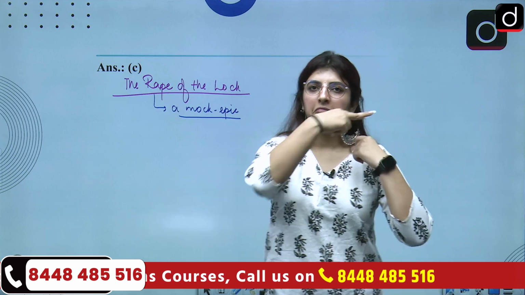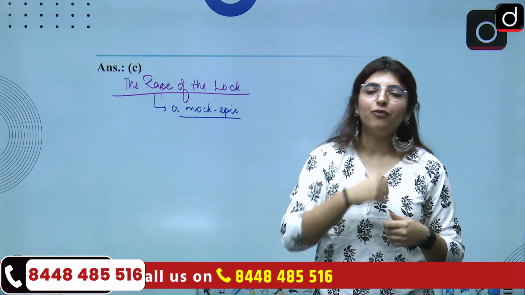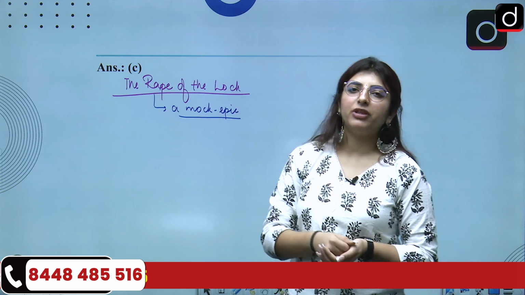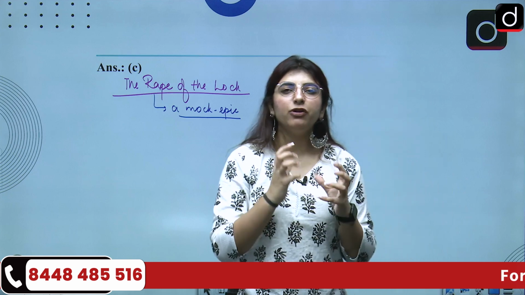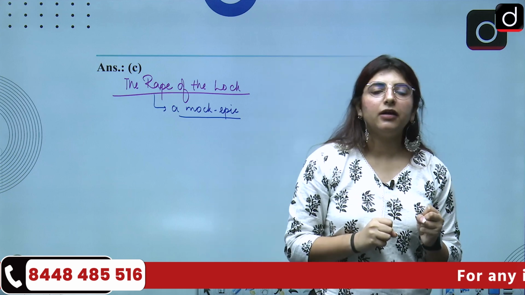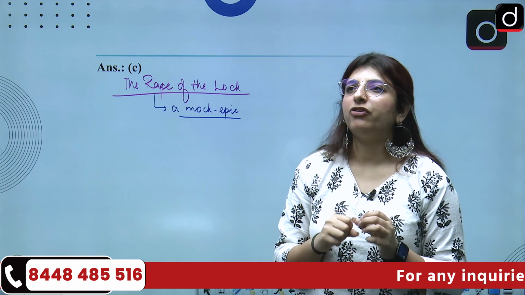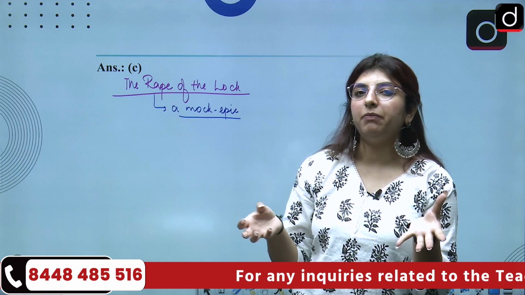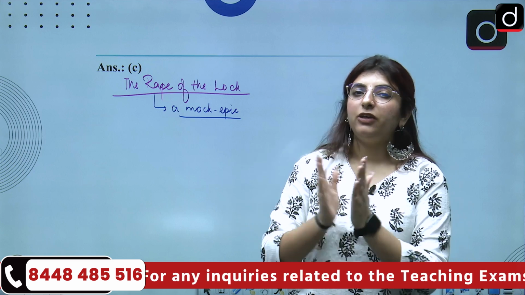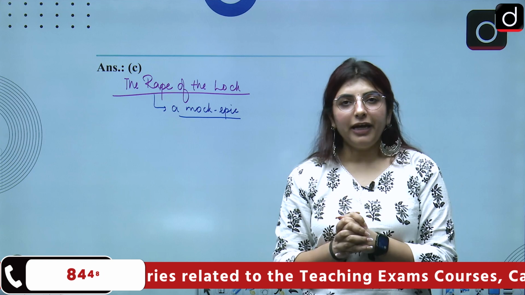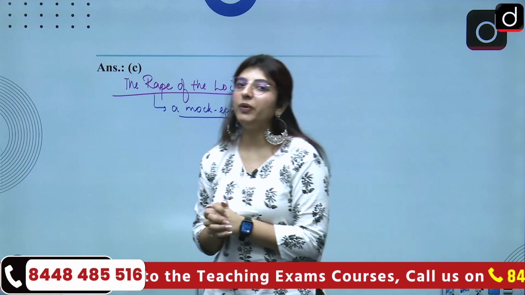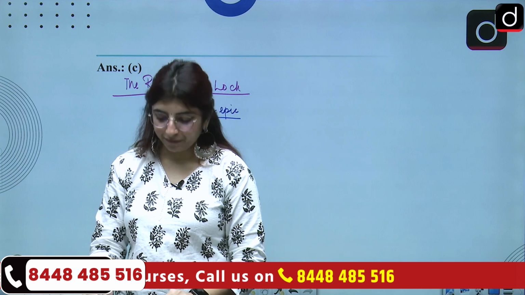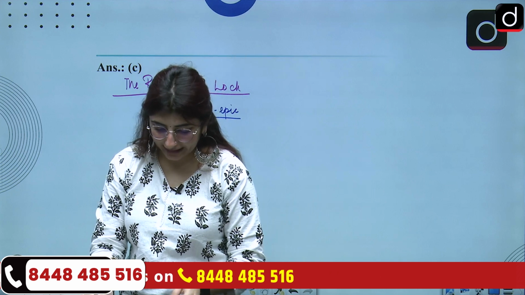But here, the rape of the lock, the chopping of the lock, right? Which is a very trivial matter. So Pope, at this point of time, was trying to mock the frivolities, the vanities and the pretentiousness of the people during the 18th century, during the age of Queen Anne, right? Other important works, we will write those other important details.